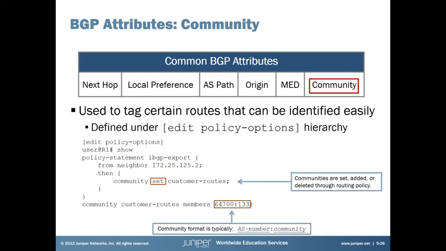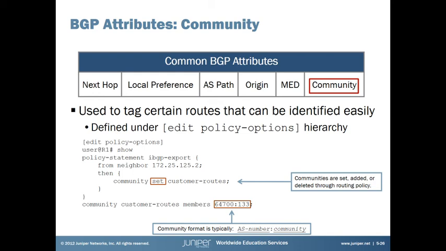Okay, community. Community attribute, very commonly used attribute. It is a way of tagging routes. It's got nothing to do with the context or the meaning we normally associate with the word community. Okay, forget about that. It's got nothing to do with living in a little community. Okay, nothing to do with that at all. It's just a way of tagging routes with a number so that we can group routes together.